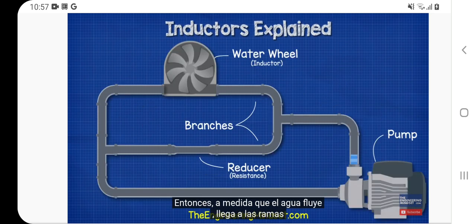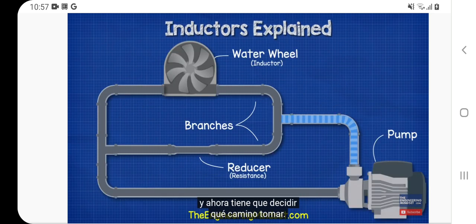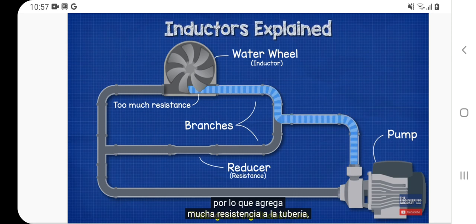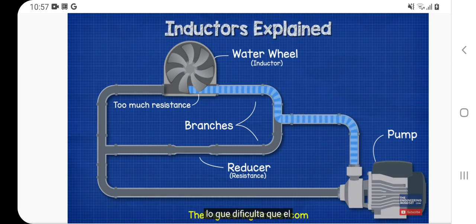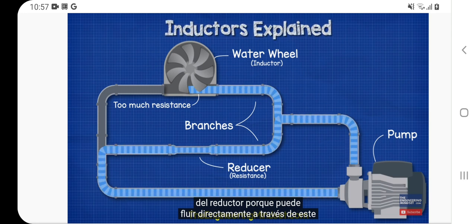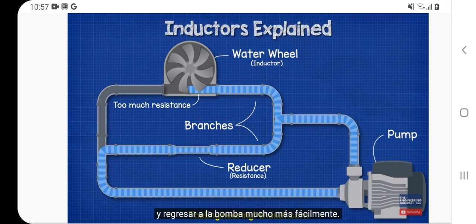So as the water flows, it reaches the branches and has to now decide which path to take. The water pushes against the wheel, but the wheel is going to take some time to get moving, and so it's adding a lot of resistance to the pipe, making it too difficult for the water to flow through this path. Therefore, the water will instead take the path of the reducer because it can flow straight through this and get back to the pump much easier.